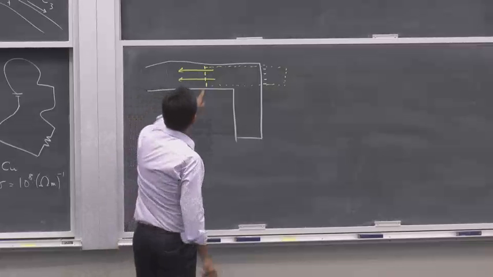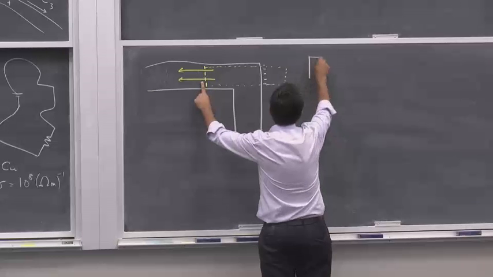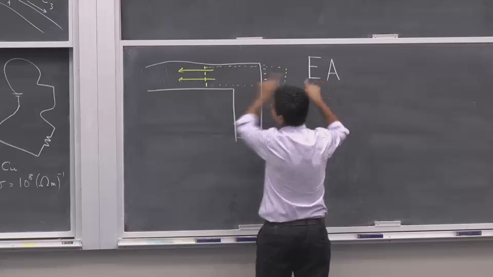Now we use Gauss's law. Here we get a contribution to the flux of EA, where this is the electric field inside the conductor.